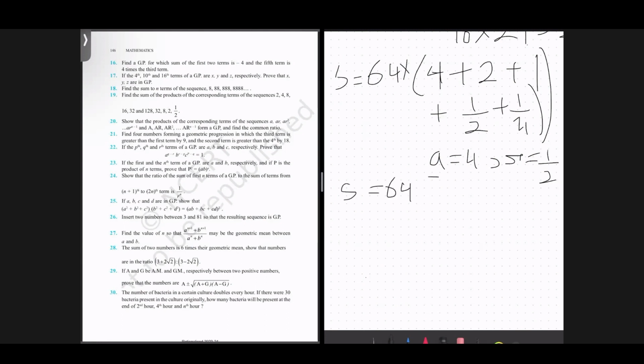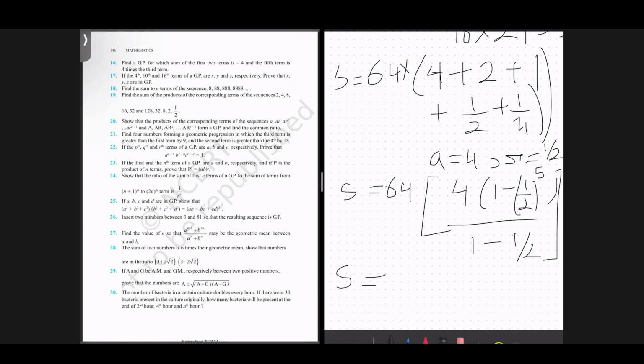So S is going to be 64. In the brackets, you now have the first term A. In the common ratio, you have 1 minus the common ratio, which is half. So that will be half raised to the power the number of terms in the sequence, and that is going to be 5. In the division, you have 1 minus, in the brackets, you would now have half, right? So that is going to be your sequence sum, right?